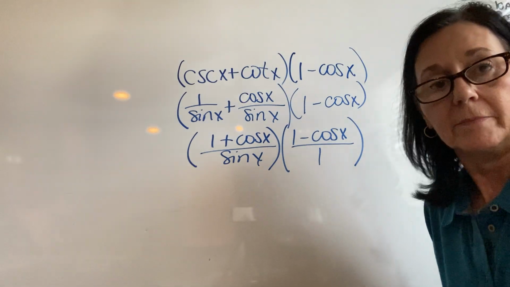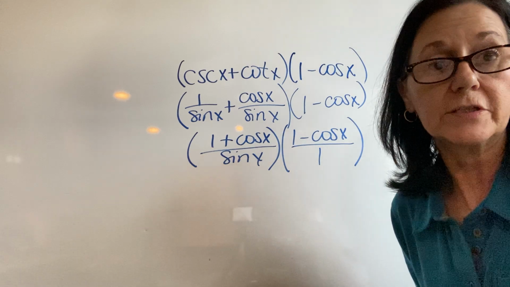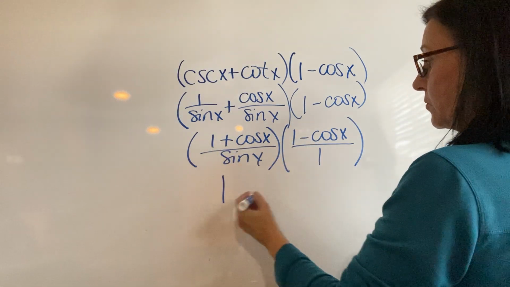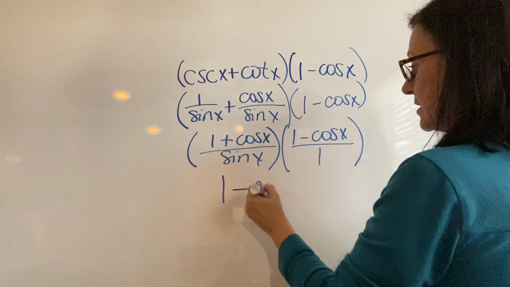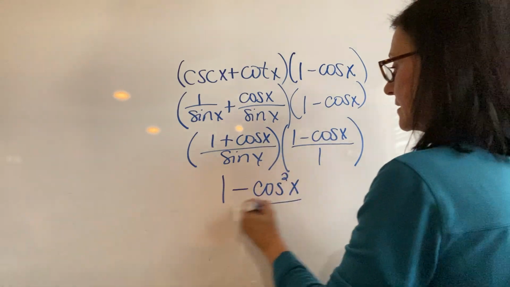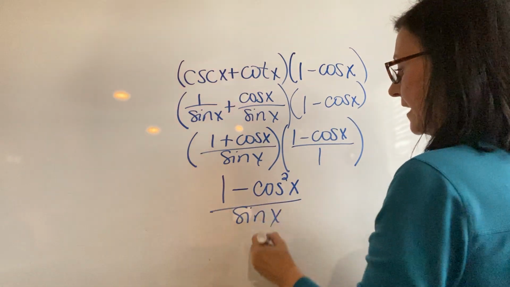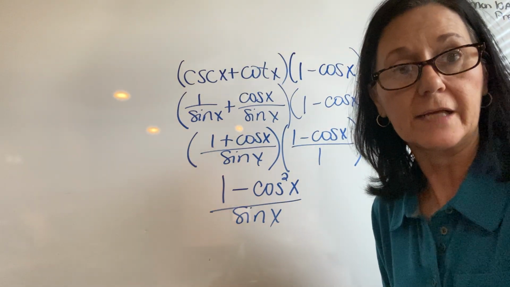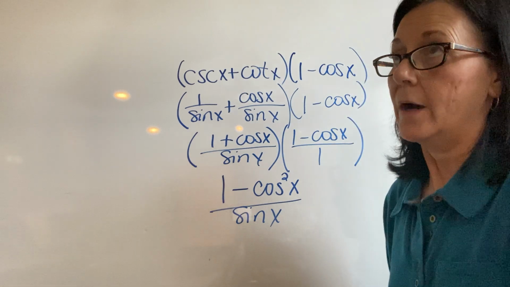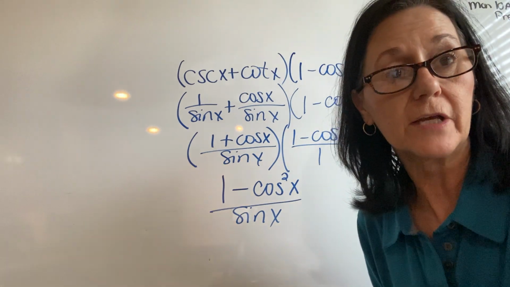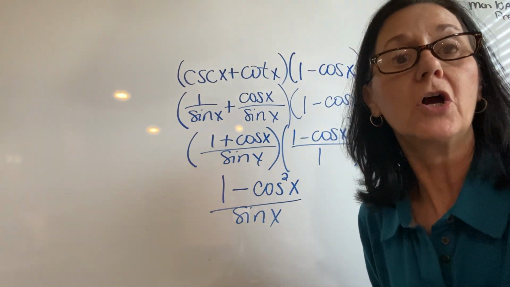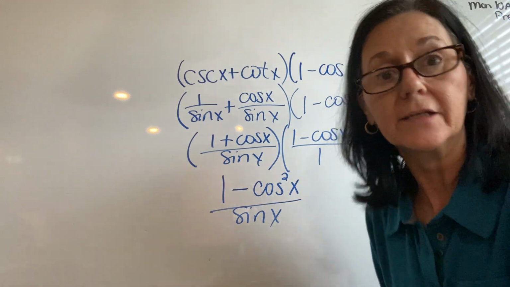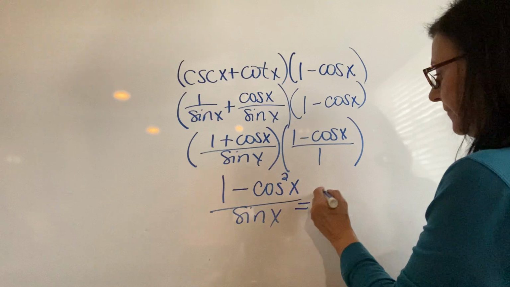I'm going to go ahead and multiply. Conjugates, you multiply the first and the last. Because when I multiply it, 1 times 1 is 1. Cosine times cosine is cosine squared x, all over sine of x. That is a Pythagorean identity. That equals the sine squared of x, for the same reason that 1 minus the sine squared x equals the cosine squared x. 1 minus the cosine squared x equals the sine squared of x.